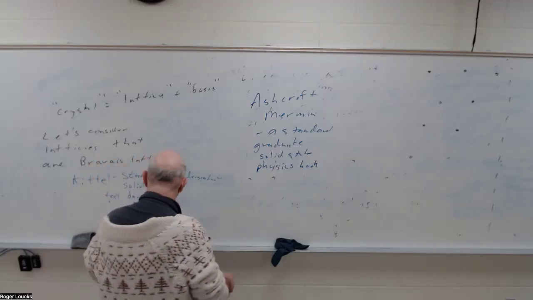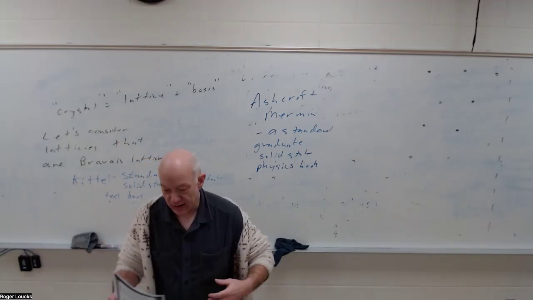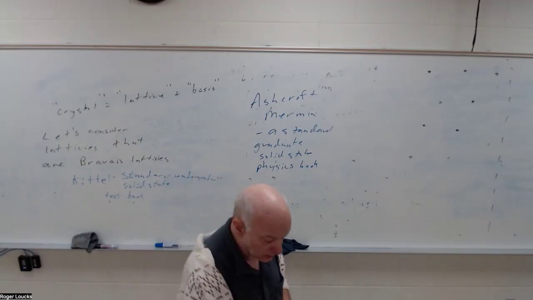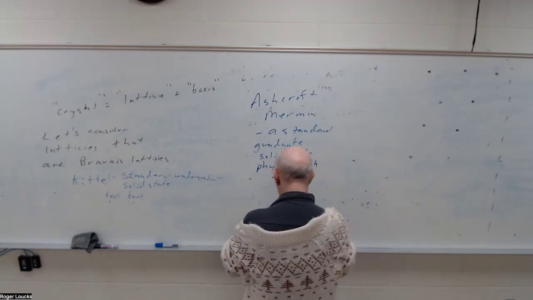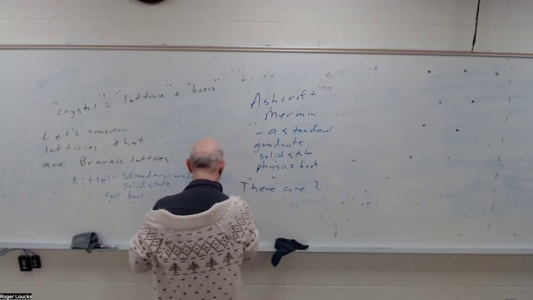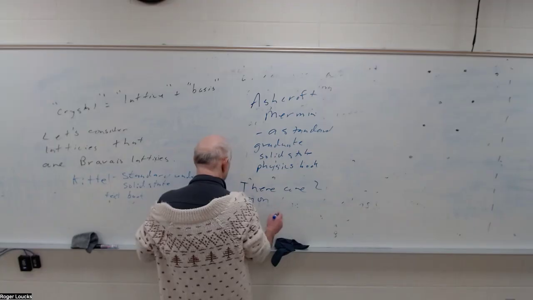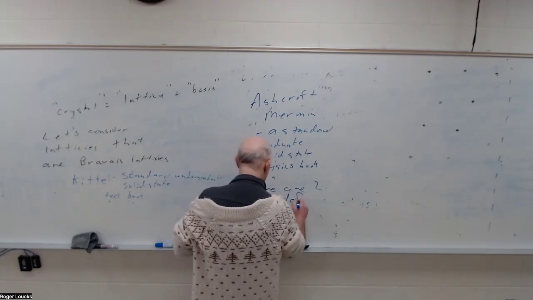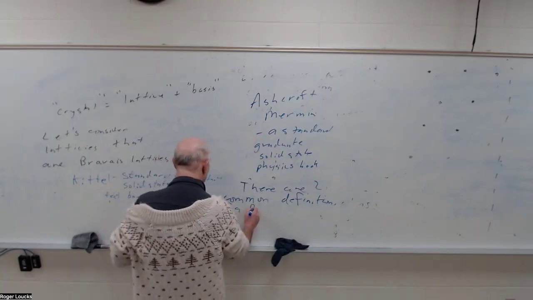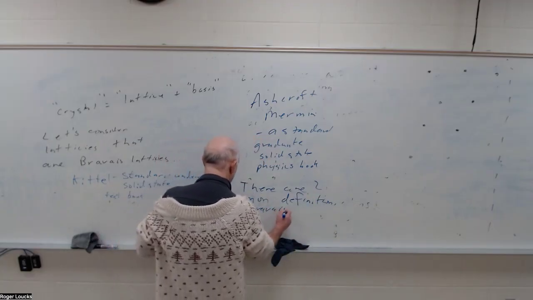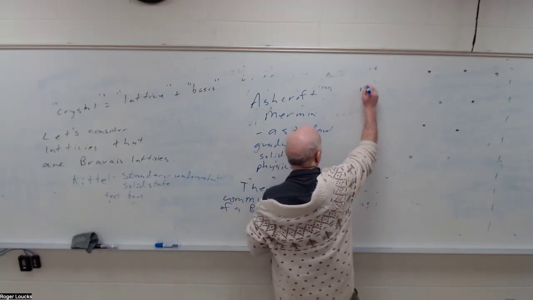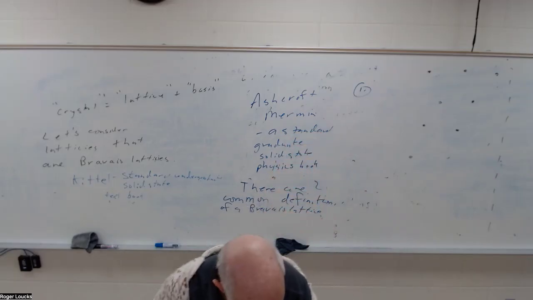I'm going to call it the Ashcroft-Mermin definition, although it's not unique to them. It's a standard definition, but it's good. So there are two common definitions of a Bravais lattice. The first, if you look here, is this.